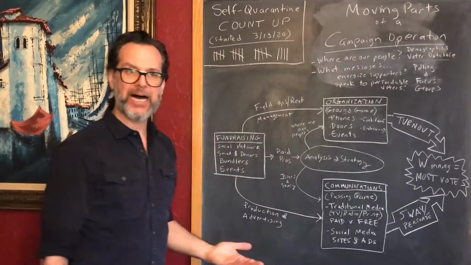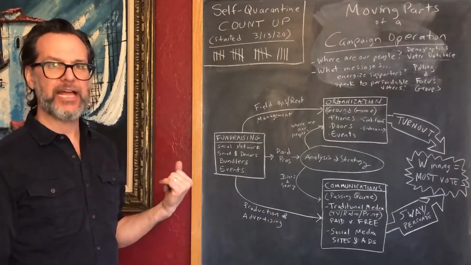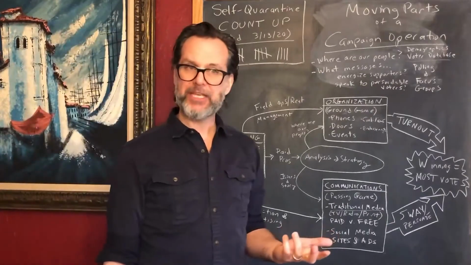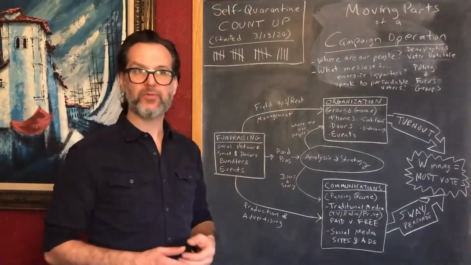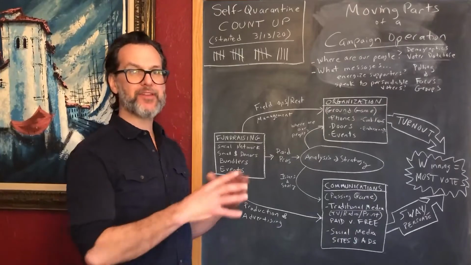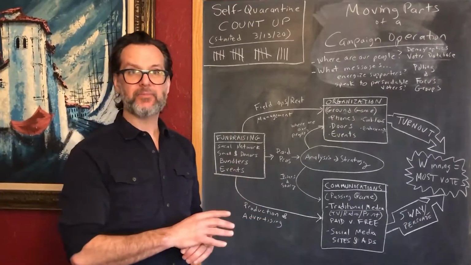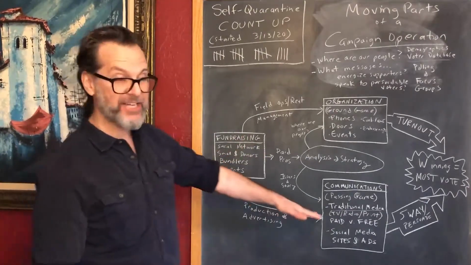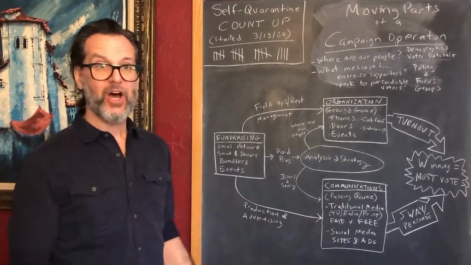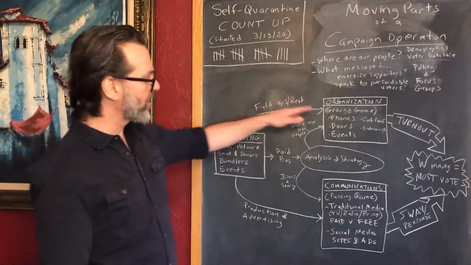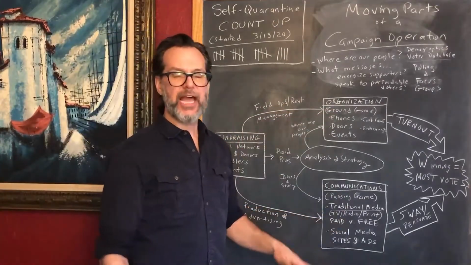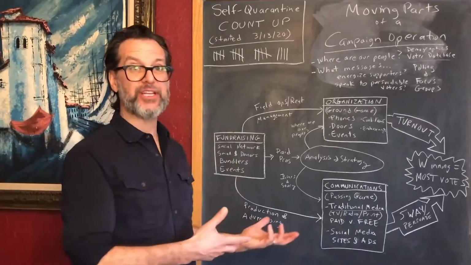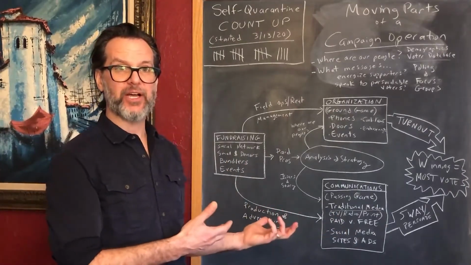There are three basic boxes of any campaign operation. And the org chart for a campaign is relatively divided up into these three boxes. There might be some overlap. Some people might play more than one role. But these three boxes, which I put actually in boxes here, in squares, are fundraising, organization, and communications.